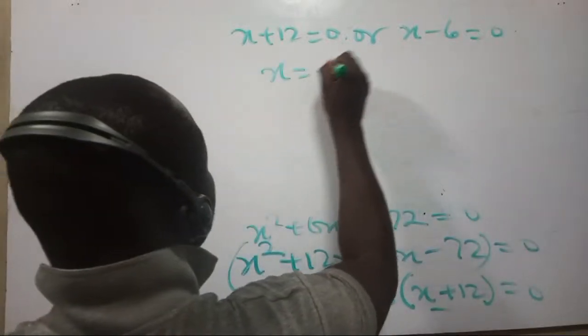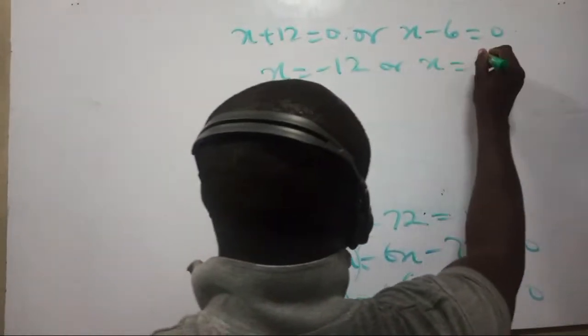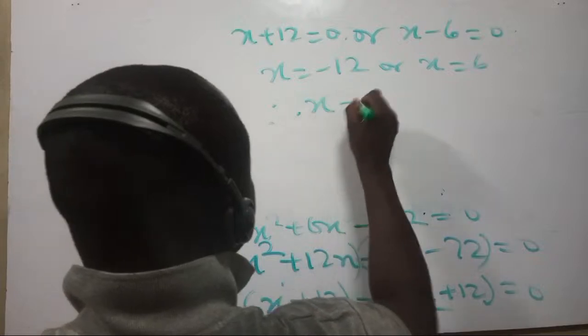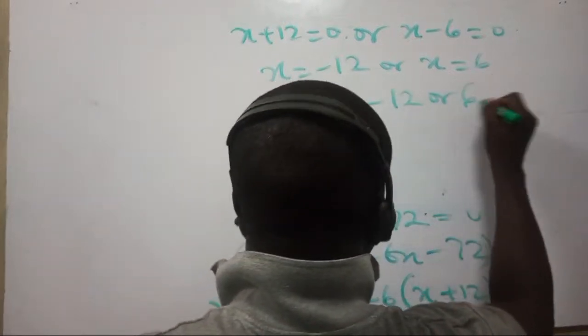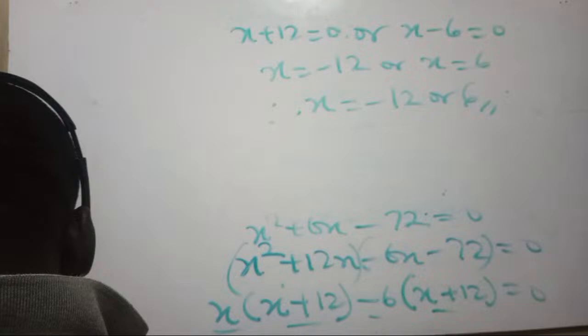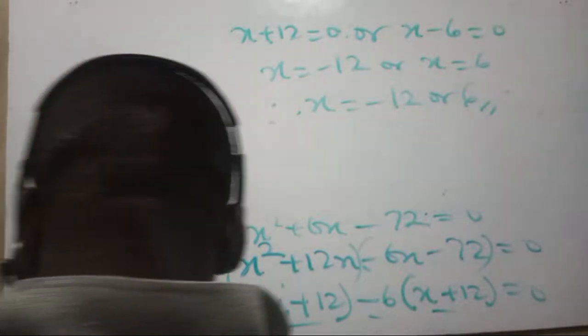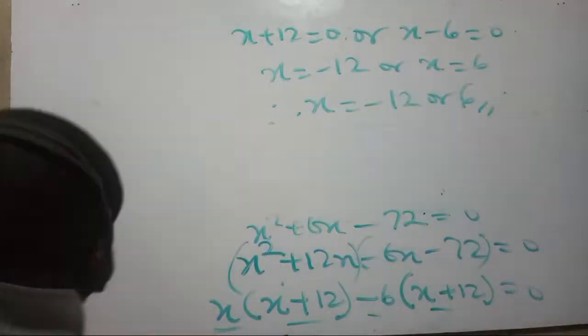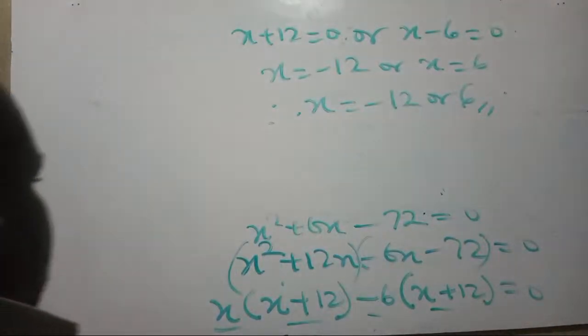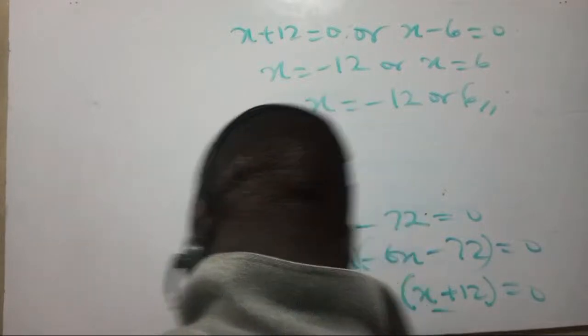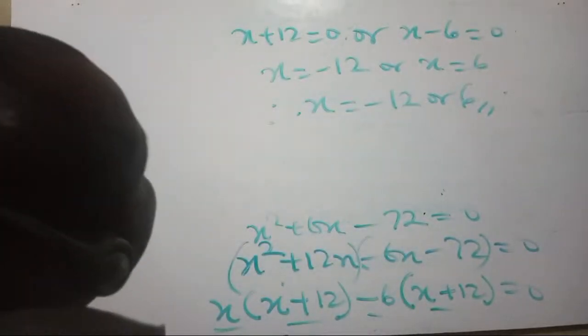So x is equal to minus 12 or x is equal to 6. Therefore, x is equal to minus 12 or 6, and that will be the value of x. Then I'm going to take the last example under logarithmic equations.